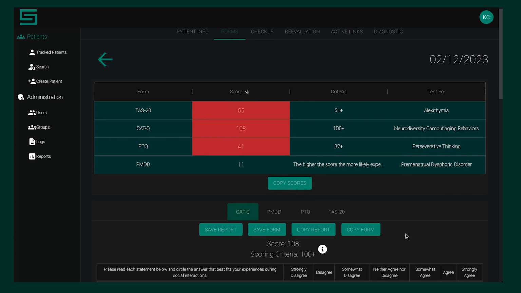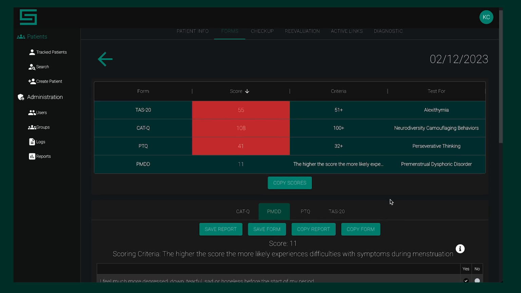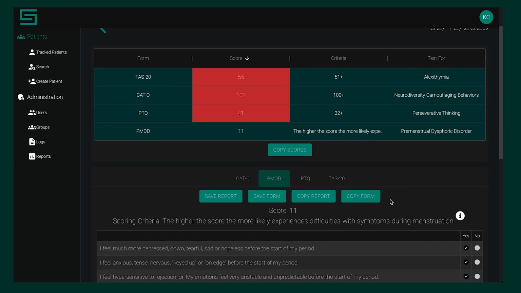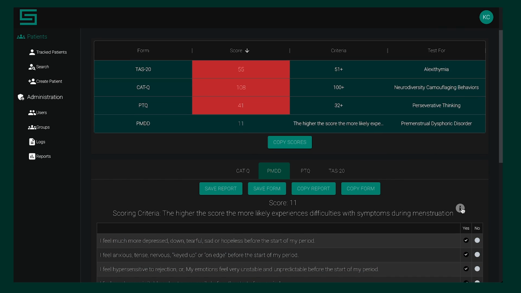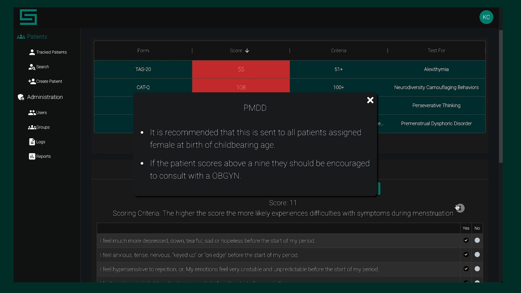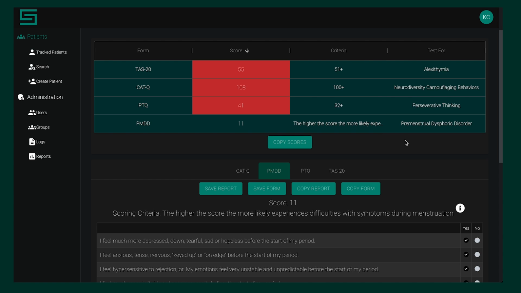Right now, the PMDD screen is not coming up with a color, and so this is a great example of how to use the information button feature in Seidr. So if we click on the PMDD, and we click on the little information button, it's going to tell us a little bit more about PMDD and where you might want to go with that information.